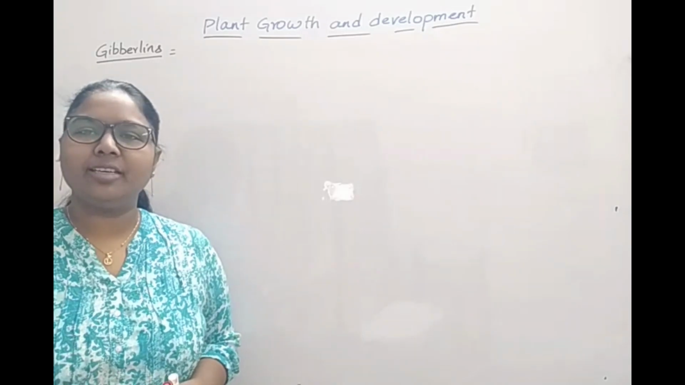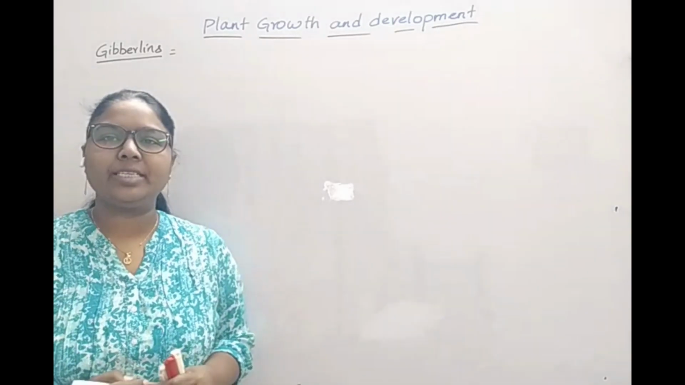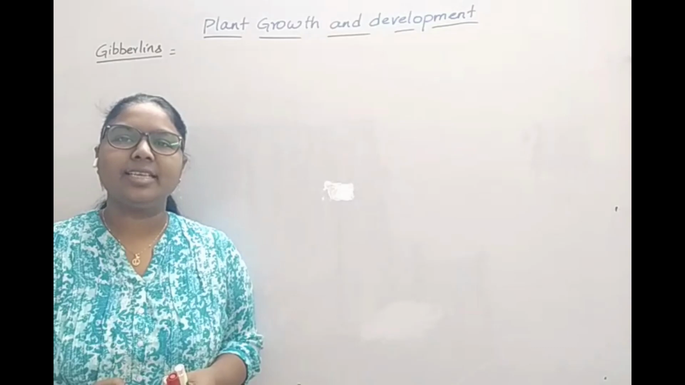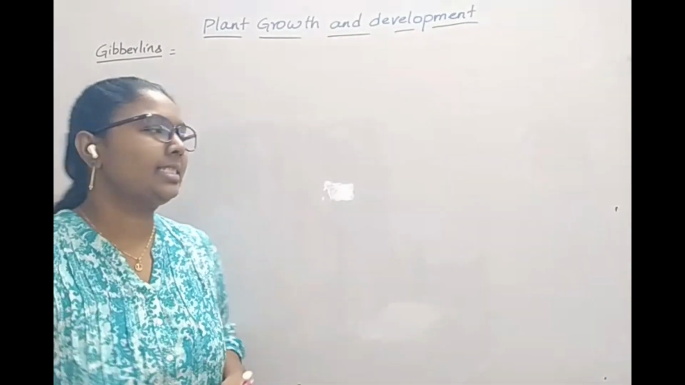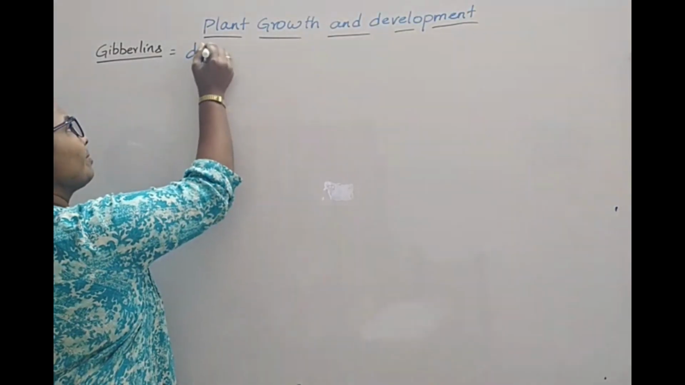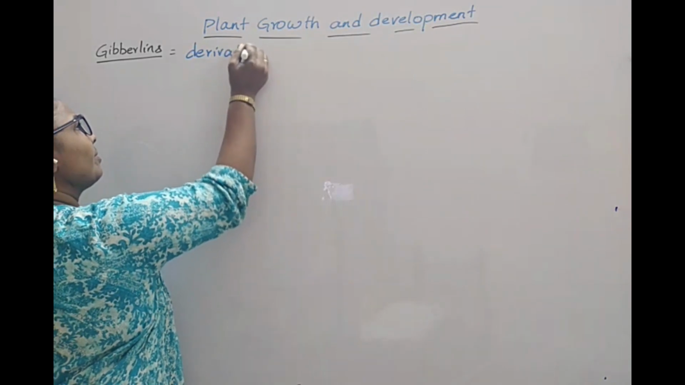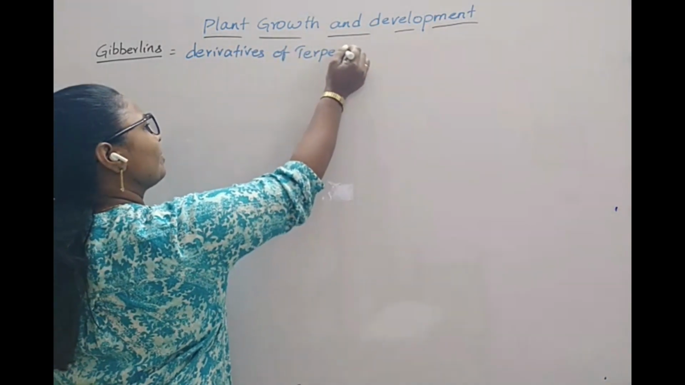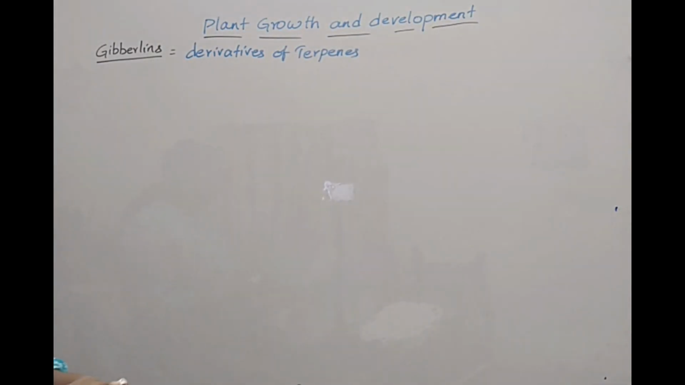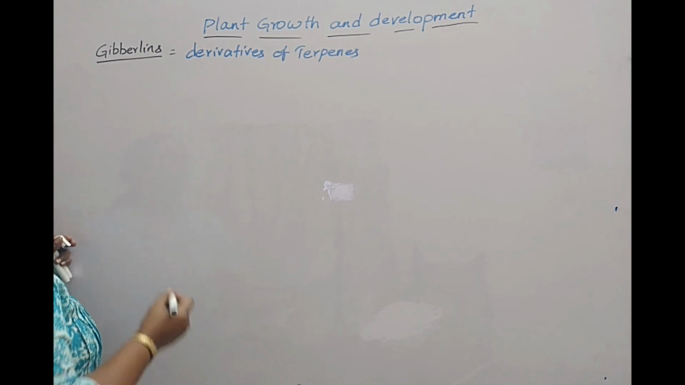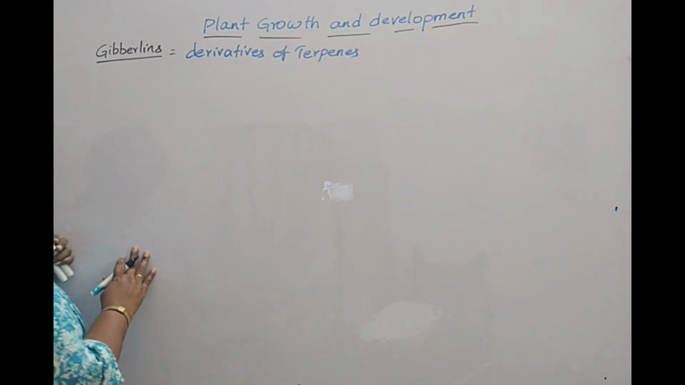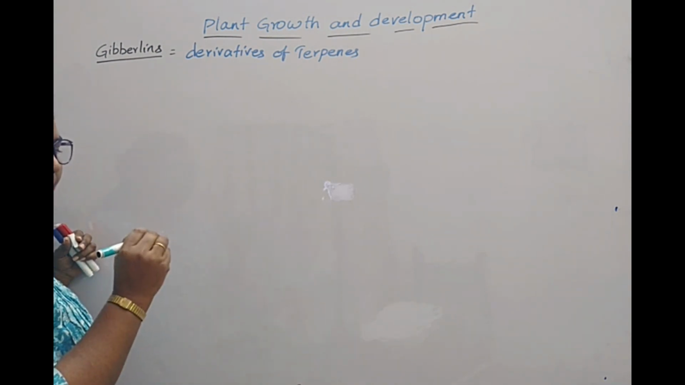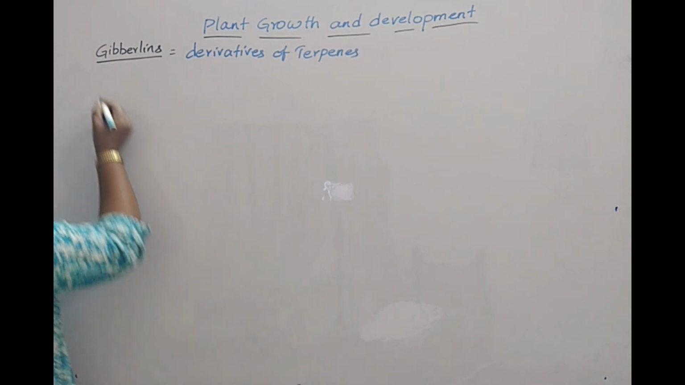Hello students, now we will learn about phytohormones, gibberellins. Gibberellins are considered as derivatives of terpenes. These gibberellins are of many types. Nearly there are more than 100 types of gibberellins and they are indicated as capital alphabets GA.